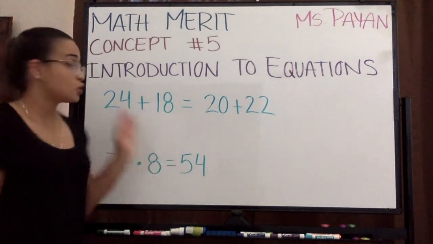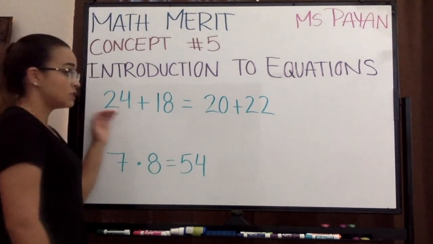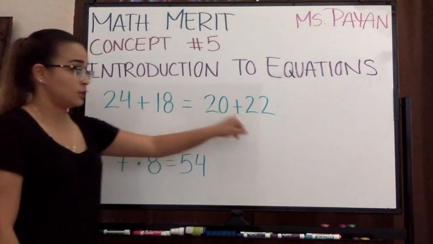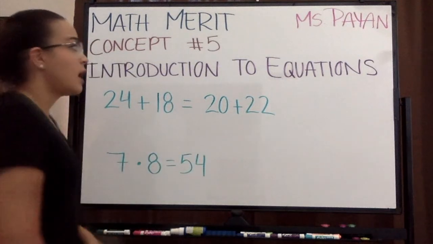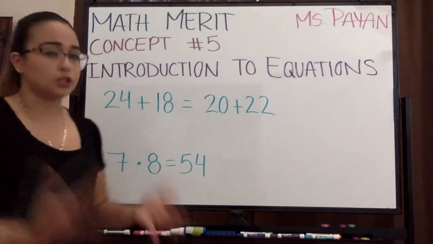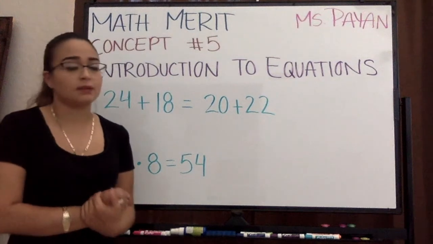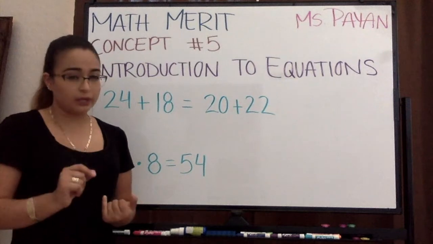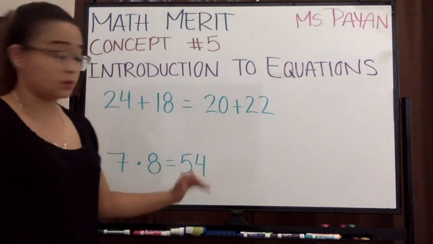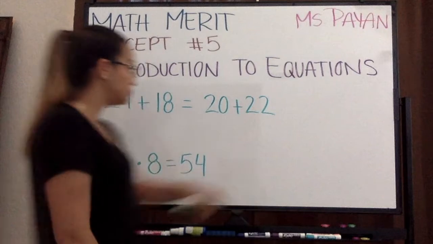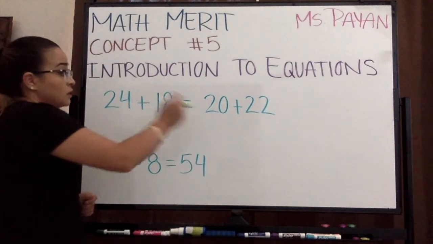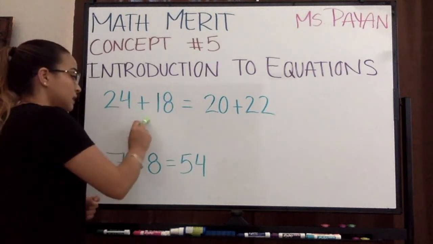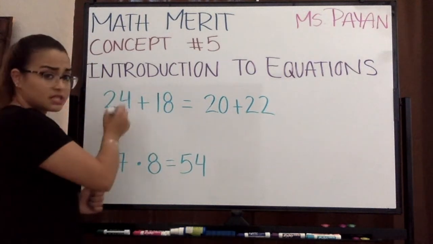Here I have two equations. 24 plus 18 equals the same thing that 20 plus 22 equals. Now, let's see if that's actually true. We're going to start classifying them, whether they're true, false, or open, okay? Let's start with these two, 20 plus 22 and 24 plus 18. Let's do this side first.